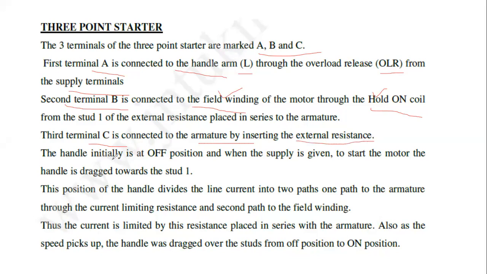The handle is initially in the off position. We have n number of studs. When the supply is given to start the motor, the handle is dragged towards stud 1 and on to stud n, and then the motor attains the rated speed. This position of the handle divides the line current into two paths.